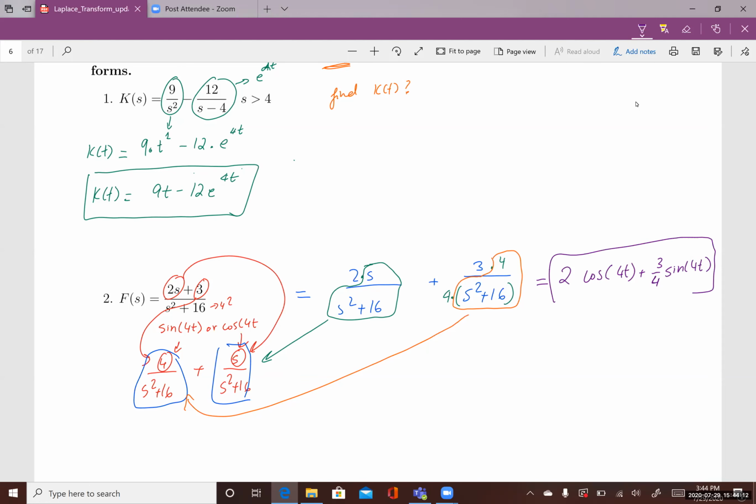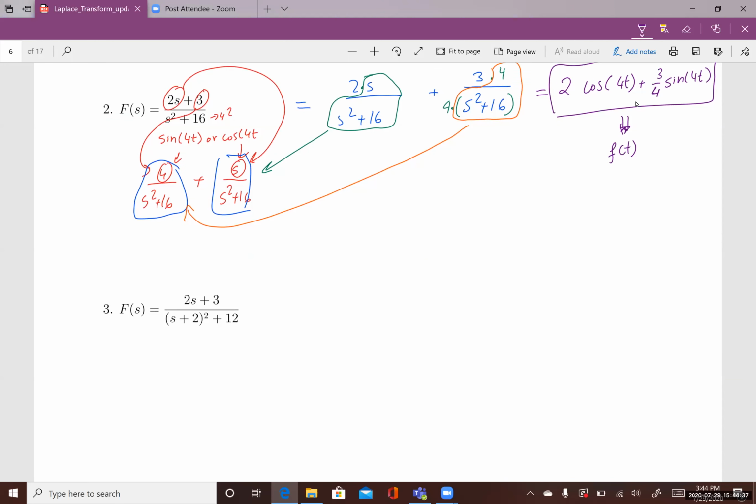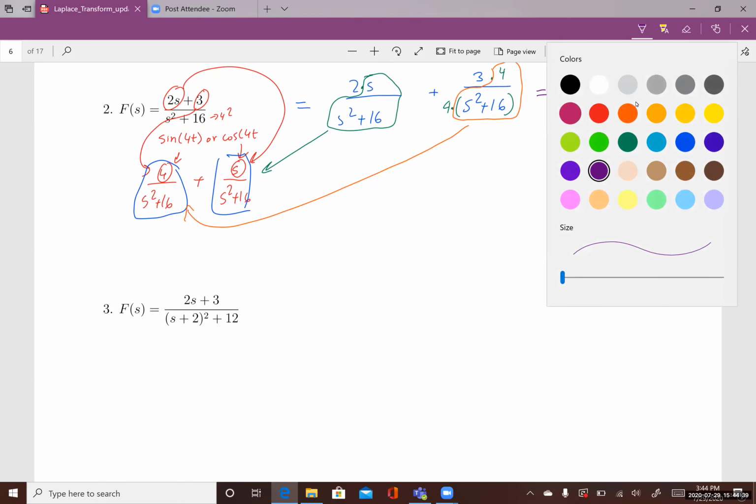So this is how I find the inverse of this Laplace transform. I recover the original function, small f of t. I recognize the pattern and try to come up with the correct form, so then I can use this form to convert it back to the original function.